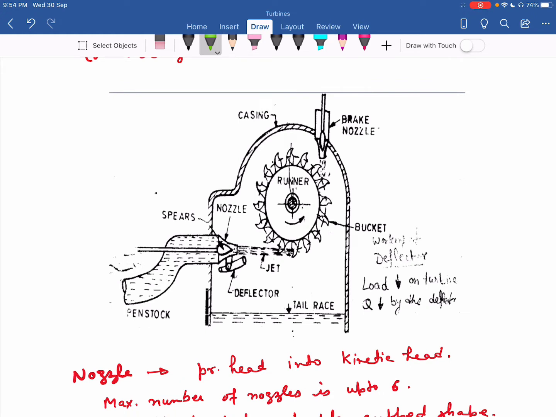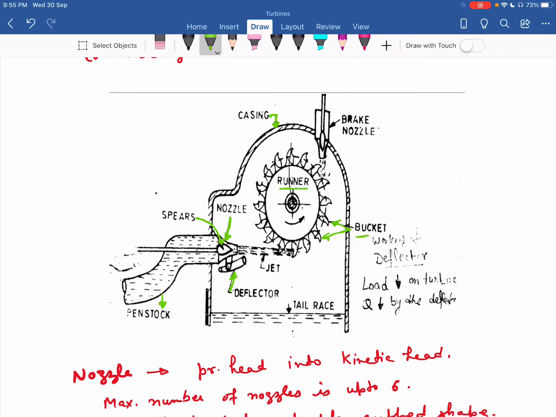Now if we want to see the various components of the Pelton turbine, one is the penstock, another one is the nozzle. Within the nozzle, to control the discharge, we have the spear. This is the spear. Another one is the deflector. This is the runner. On the runner, we have the buckets. These all are the buckets which are mounted on the runner. This one is the casing.